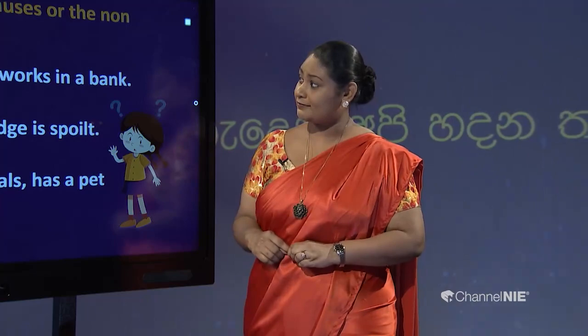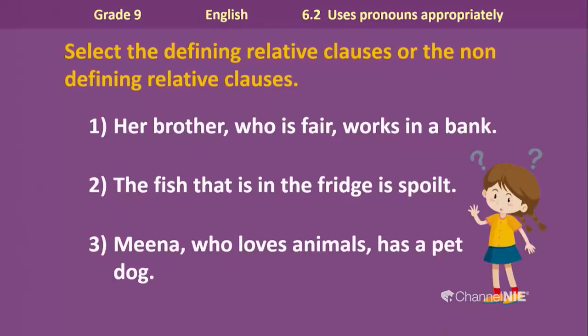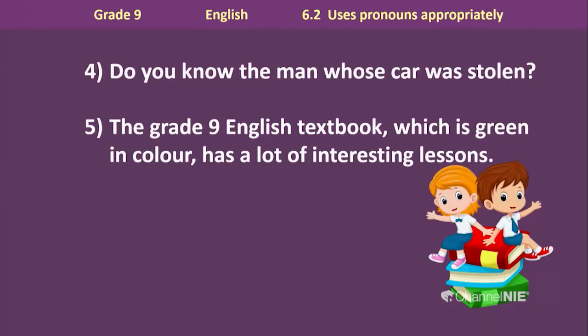Now you are going to select the defining relative clause or the non-defining, right? Her brother who is fair works in a bank. The fish that is in the fridge is spoiled. Meena who loves animals has a pet dog. And you have, do you know the man whose car was stolen? The grade 9 English textbook, which is green in color, has a lot of interesting lessons. Here we are going to help you children.